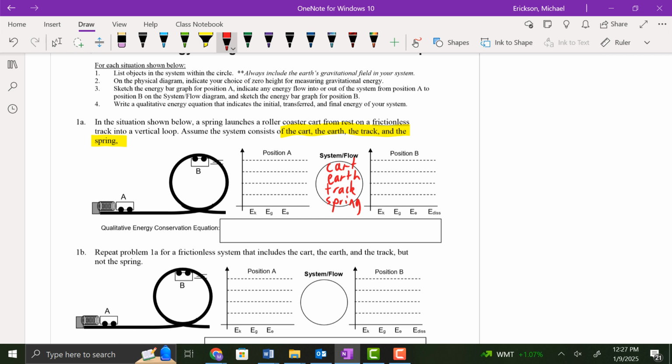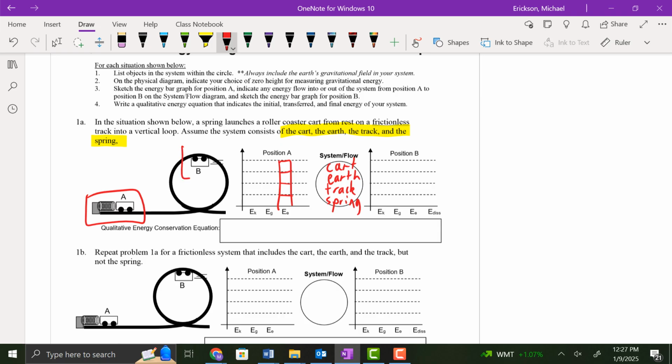This cart, it's right here, it's sitting on the spring. The spring is scrunched up, so we're gonna say there's elastic energy there. The cart is not moving, and since it's on the ground, there's no gravitational potential energy. So I'm gonna say it's all EE. So that's all there is for position A.